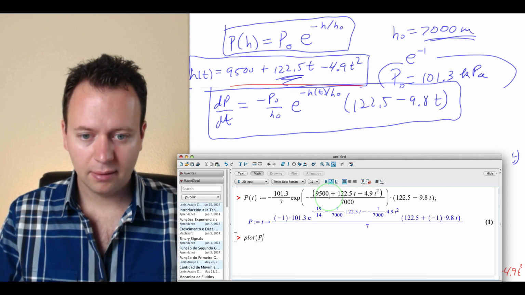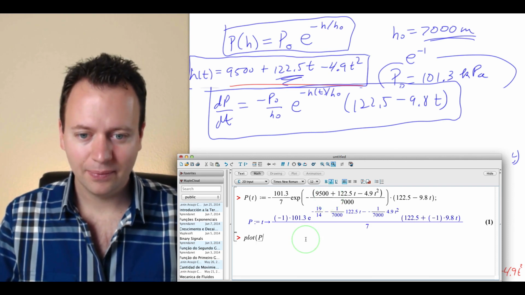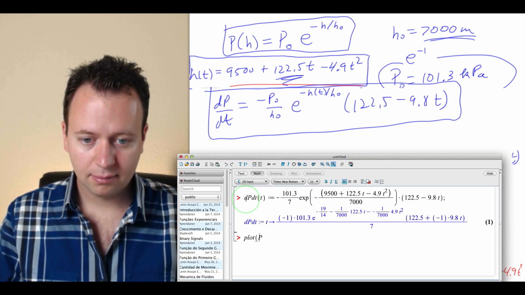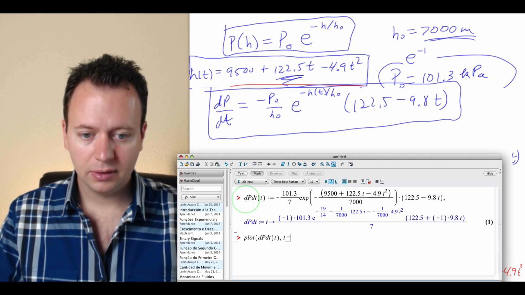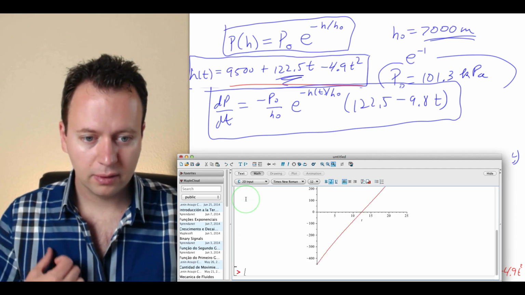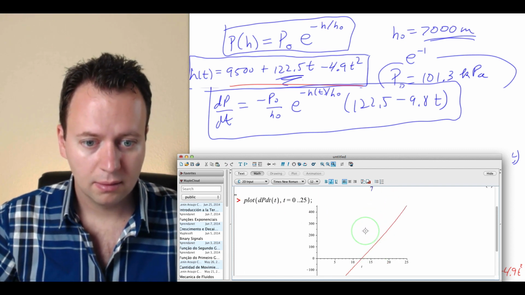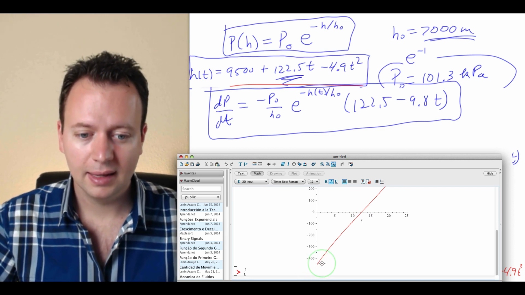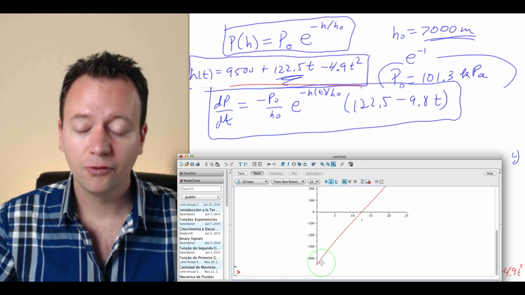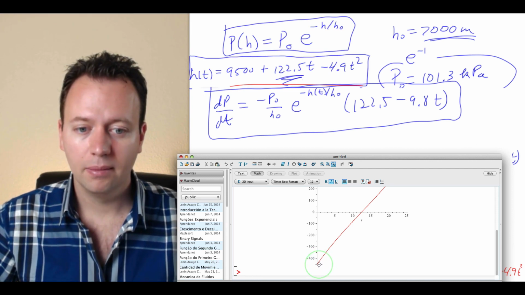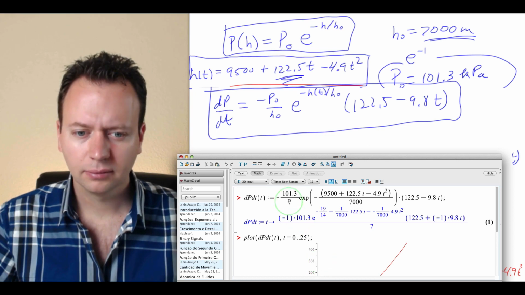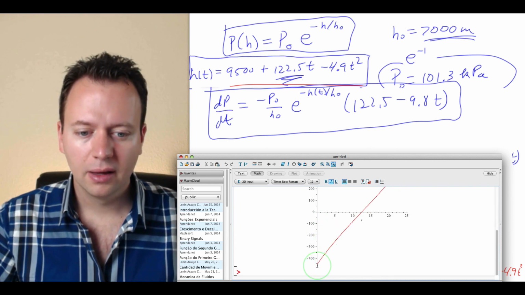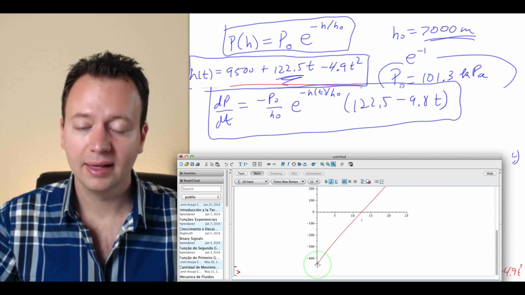And then let's plot. This is actually dp dt. So let me change the name of this to dp dt. So let's plot dp dt. T goes from 0 to 25. Okay, so initially, dp dt is about negative 450 pascals per second. So I use pascals and meters here. So it's going to be approximately a half a kilopascal per second decrease.